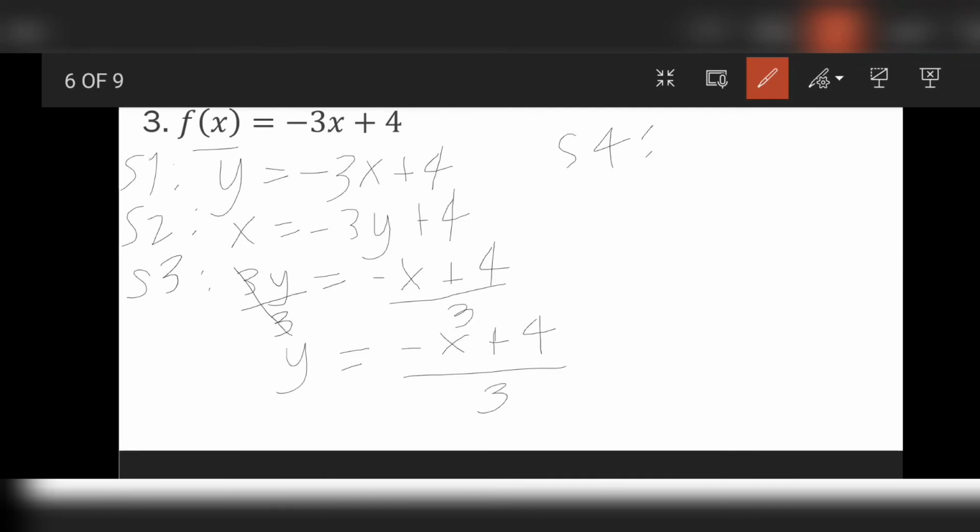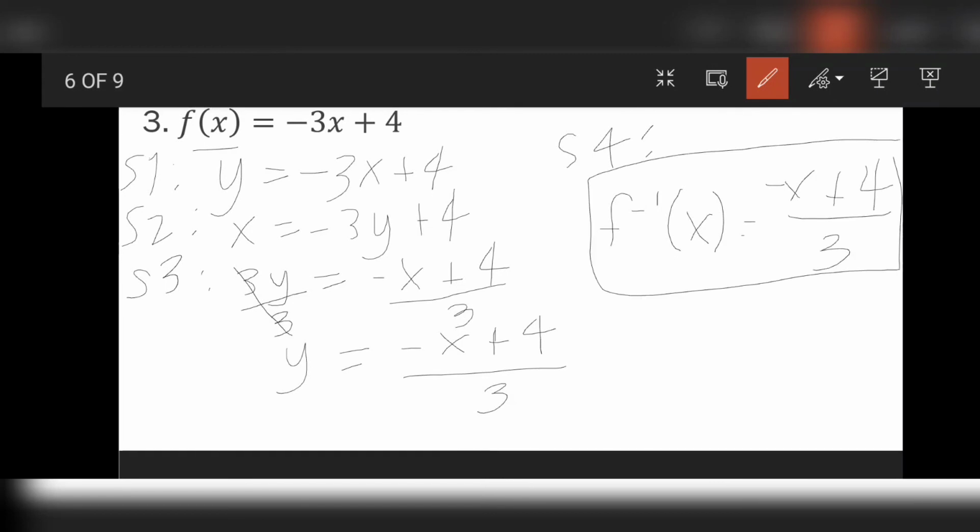Step 4, we will now replace y with f inverse of x. So this will be f inverse of x equals negative x plus 4 all over 3. And that's your final answer.